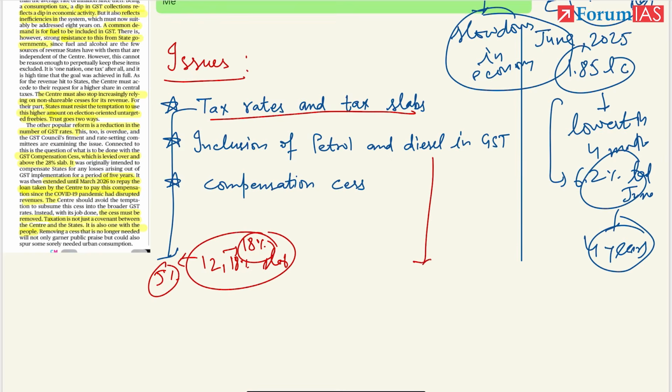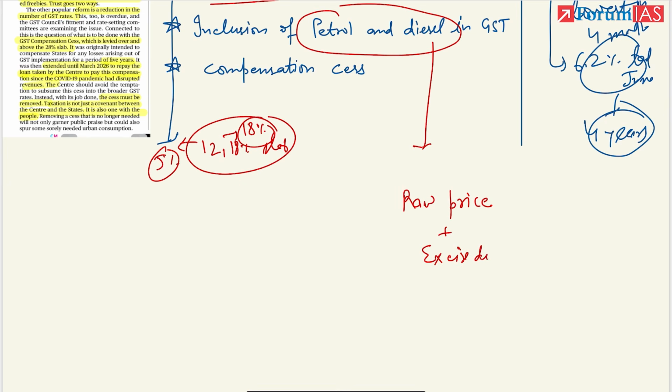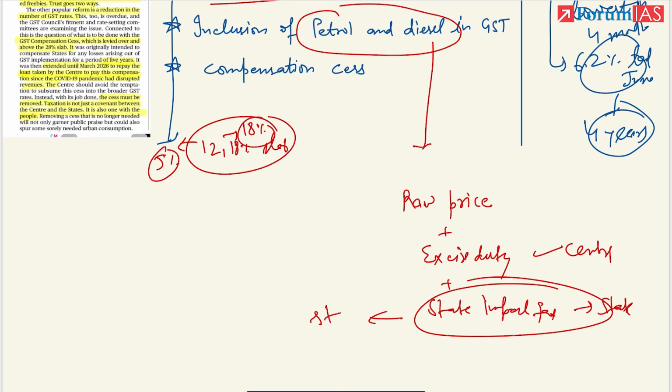Now the second issue is inclusion of petrol and diesel in GST. See, how taxes are applied on petrol and diesel. There is a raw price of petrol after processing. Then the center imposes excise duty. Then the state imposes its own tax. So the center is separate, state is separate, and the collection from here goes to states and collection from here goes to the center. And it is a major source of revenue for the states.